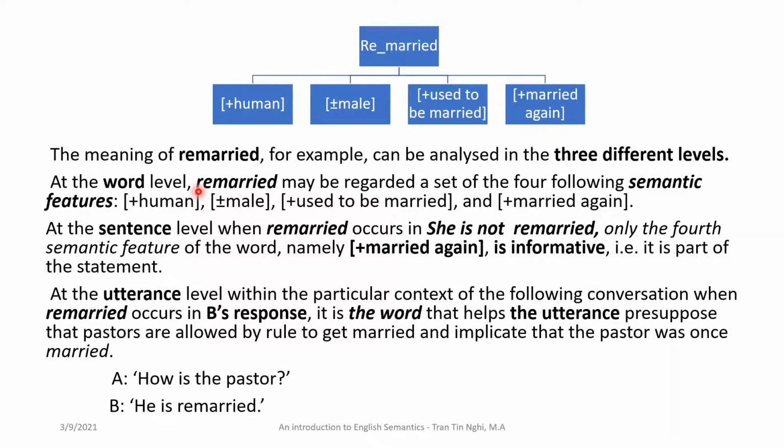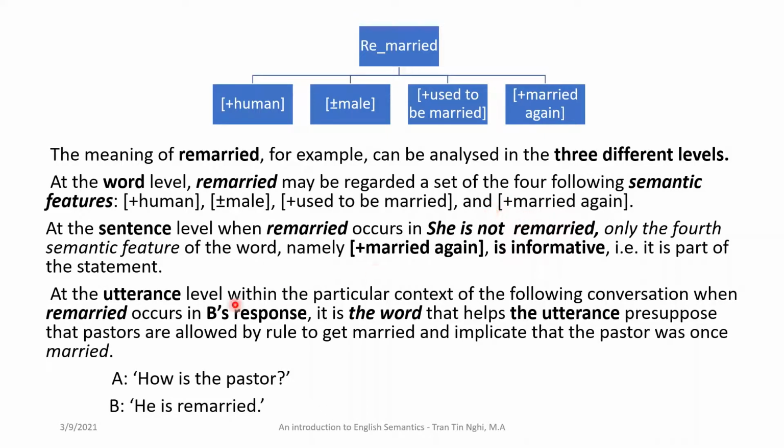But when you examine the word remarriage in the sentence, she is not remarried. She may include the human, female. So we just focus on remarried. So it just informs that she did not get married again. So at the sentence level, only the fourth semantic feature of the word remarried will be referred to. Right?